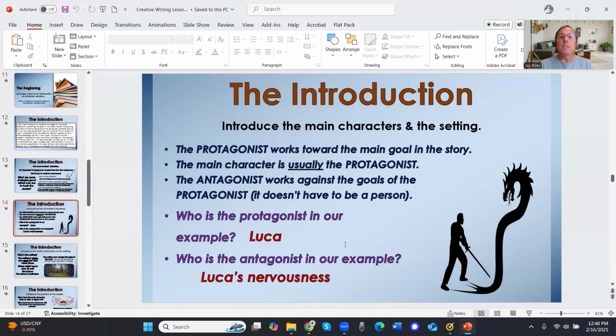Also, in our introductions, we want to introduce the characters in our writing, the protagonist and often the antagonist, which we're going to talk more about in our next video. Our protagonist is our main character, and our antagonist is a character or some other force that's working against the main character. So in this example, Luca is the protagonist, but the antagonist is Luca's nervousness. His nerves are what's working against him.